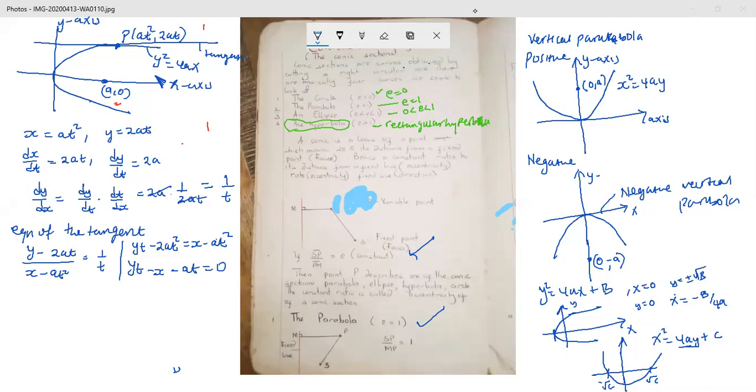Then, if I want to get the normal, because the tangent always has what we call the what? The normal, which is at 90 degrees. If the normal has a gradient m1 and the tangent has a gradient m2, when those two gradients are multiplied, you get -1. So m1 times 1 over t is equal to -1. So m1 can be equal to negative t. This becomes the gradient of the normal, while this one is the gradient of the tangent.